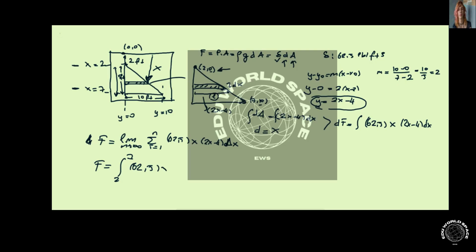62.5 times x times 2x minus 4 dx. 62.5 is a constant, so we integrate 2x squared minus 4x dx from 2 to 7. 62.5 is again just a constant. We get 2x cubed over 3 minus 2x squared. We need to evaluate this at 2 and 7. If we do so, we find that the force acting on the side of this right triangle is 8,333.33 pounds.